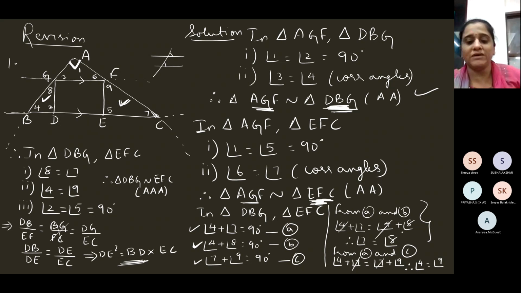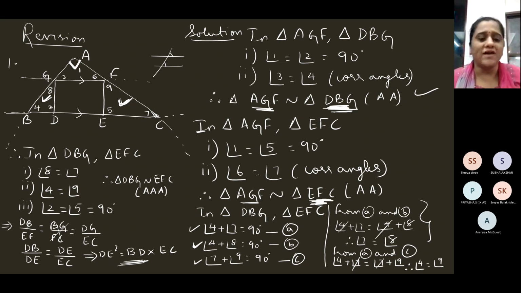Okay, so from A and B, 4 plus 7 is 90, 4 plus 8 is 90. So 4 plus 7 is equal to 4 plus 8. So 4 on either side gets cancelled and angle 7 is equal to angle 8. Angle 7 of this triangle is equal to angle 8 of this triangle. Now compare A and C. 4 plus 7 is equal to 7 plus 9. So 7 gets cancelled and we have 4 is equal to 9. So 4 is of one triangle, 9 is of the other triangle.